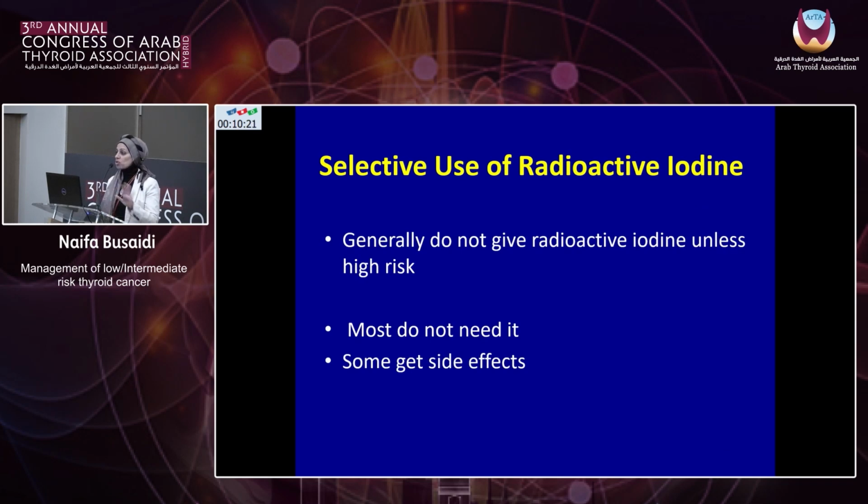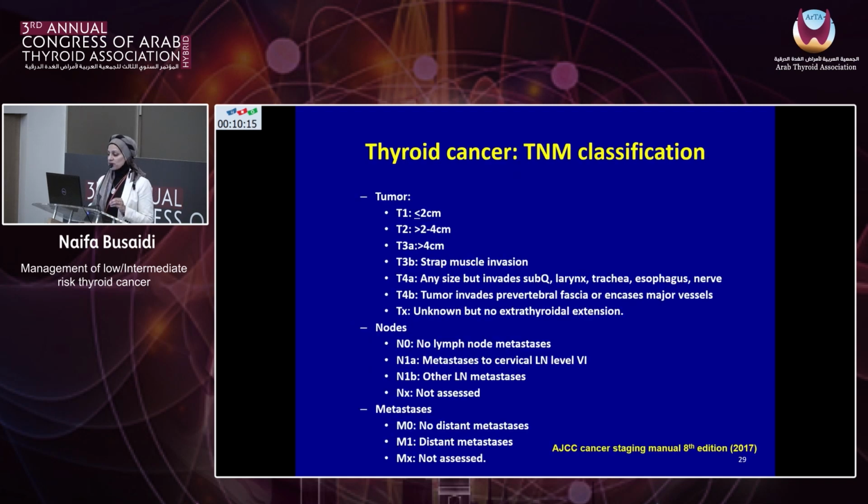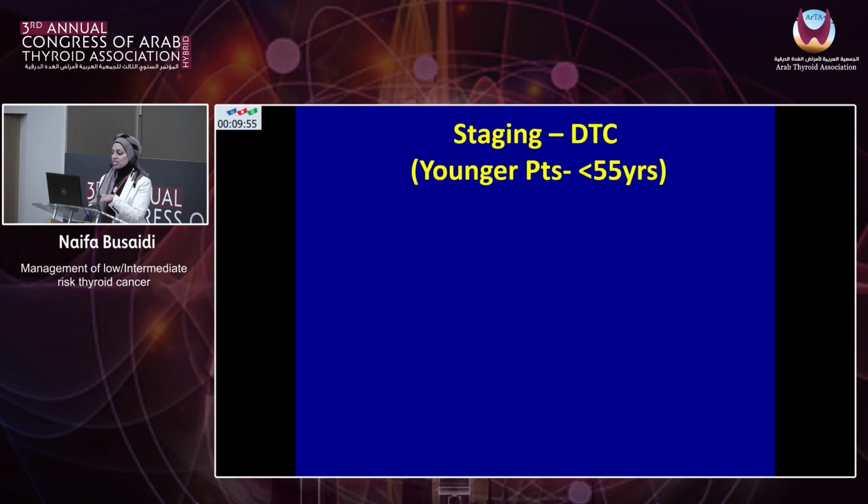So we've switched to selective use of radioactive iodine. In general, don't give radioactive iodine unless the patient is high risk and you know that it's going to lower their risk. So how do we know who is at risk? Well, we use the TNM classification, which is typically the size of the tumor, which is T status, whether they had central nodes N1A or lateral nodes N1B, and if they had distant metastases, yes, M1, no, M0. We use this TNM classification to then go into staging.